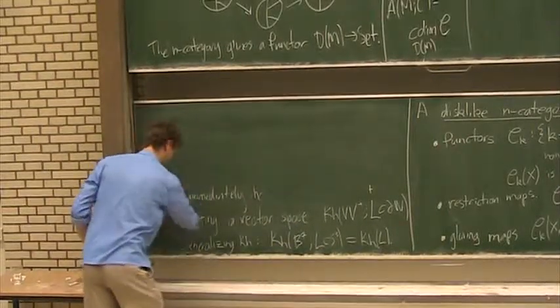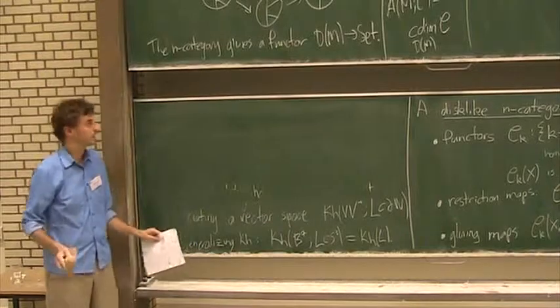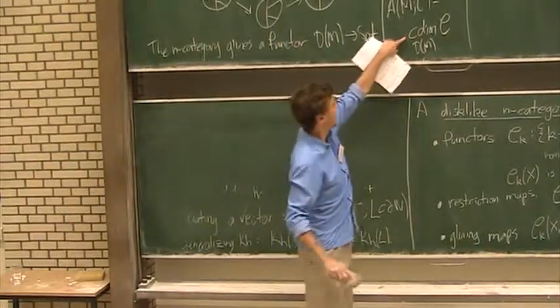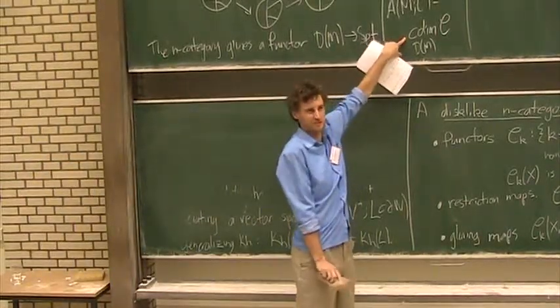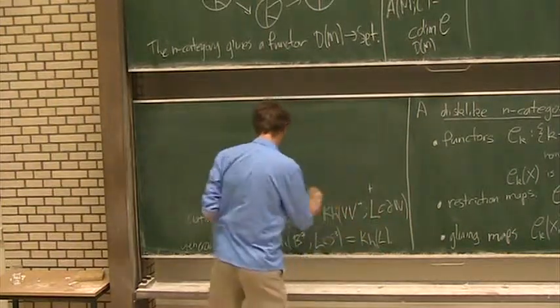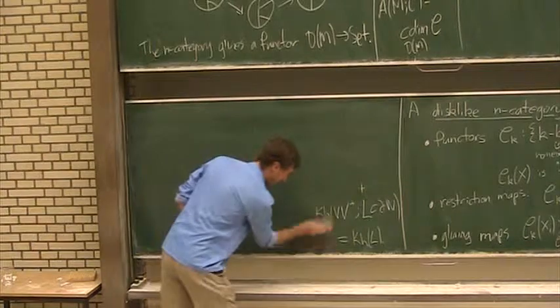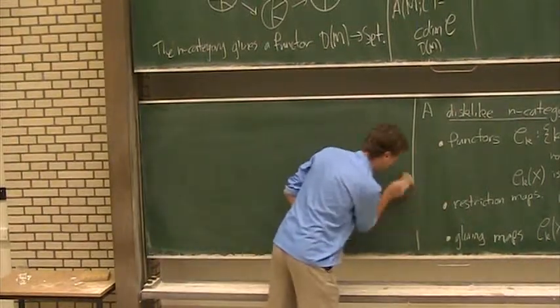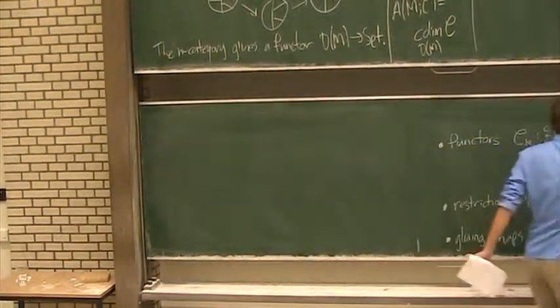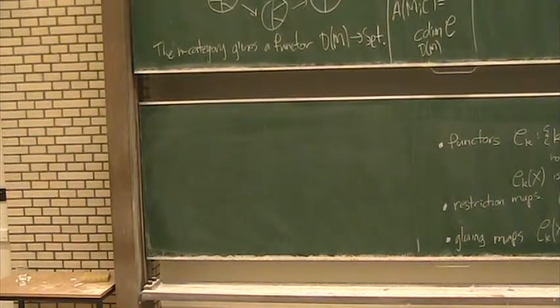So I have a question. Yes. So the coefficient is now a set, or a module? So in this setup it's just a set. So let me digress there and explain where the vector space is coming from.